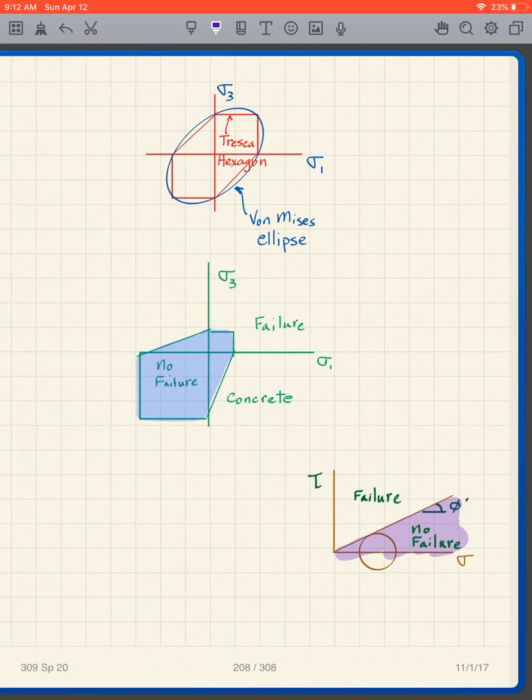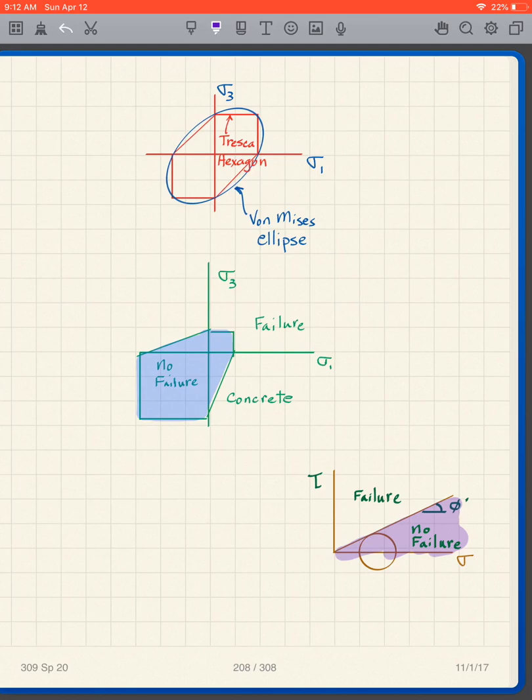Other researchers have done stuff like this. For instance, von Mises, he did steel also, and he decided that the hexagon wasn't quite right. He thought that it really was an ellipse. Okay, so this is the sort of thing that people can argue about for long periods of time. For us, we're not going to worry about the ellipse. They're almost identical, so we're going to stick with the hexagon.